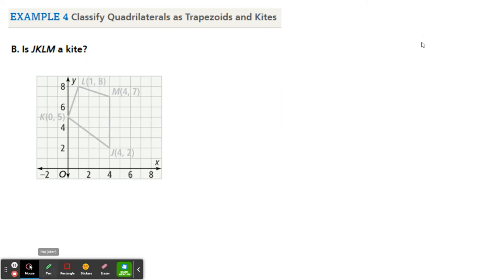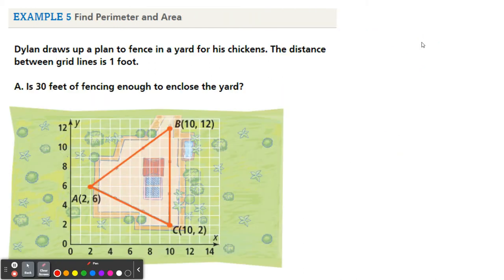All right, I got one more problem here. It's got two parts. It says Dylan draws up a plan to fence in a yard for his chickens. The distance between grid lines is 1 foot. So that's your scale, so everything is 1. Is 30 feet of fencing enough to enclose the yard? So it looks like he's going to make a triangular fence, which is interesting. I mean, good for him.